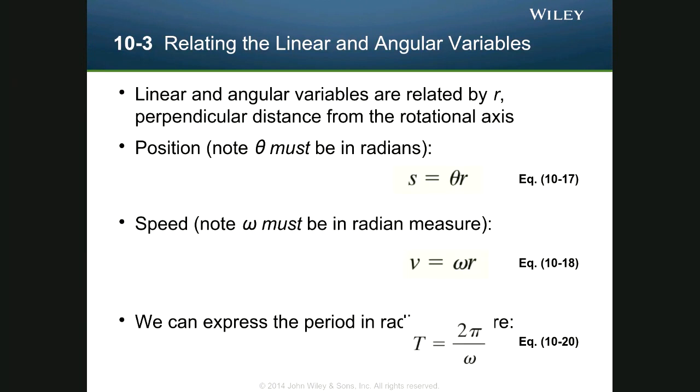All right. So now we want to relate our linear quantities, which we already saw how to do with angular position a little bit, to our angular quantities. Now, when we look here, linear and angular variables are related by the radius, which is usually fixed, which is the perpendicular distance from the rotational axis. So let's take a look at this.